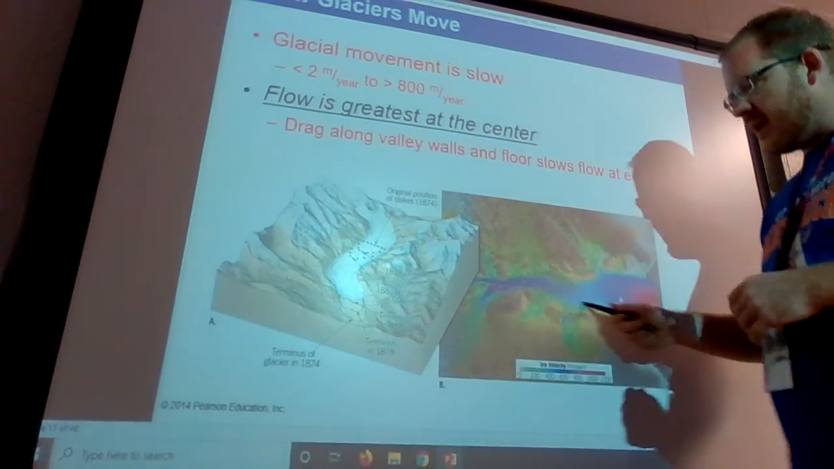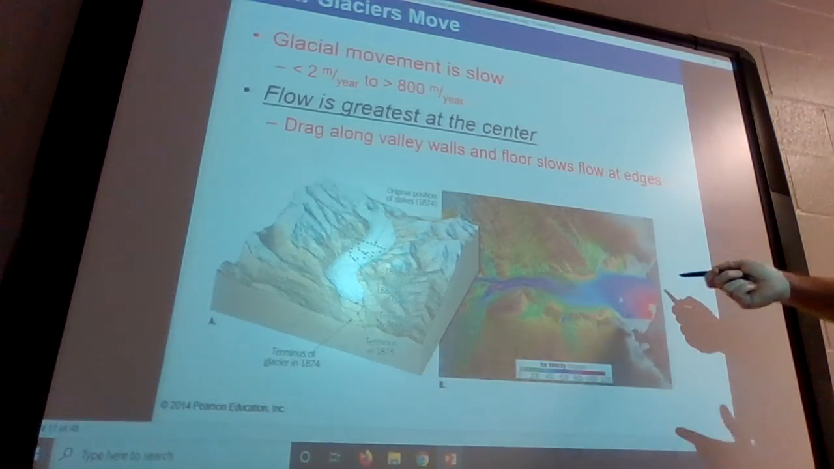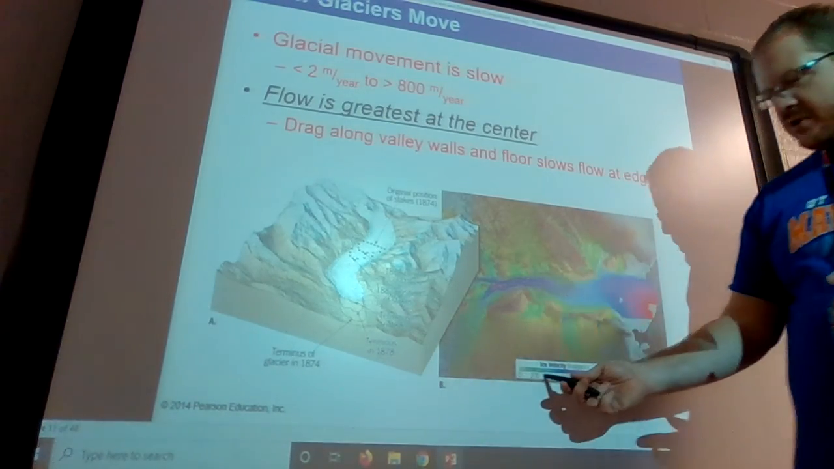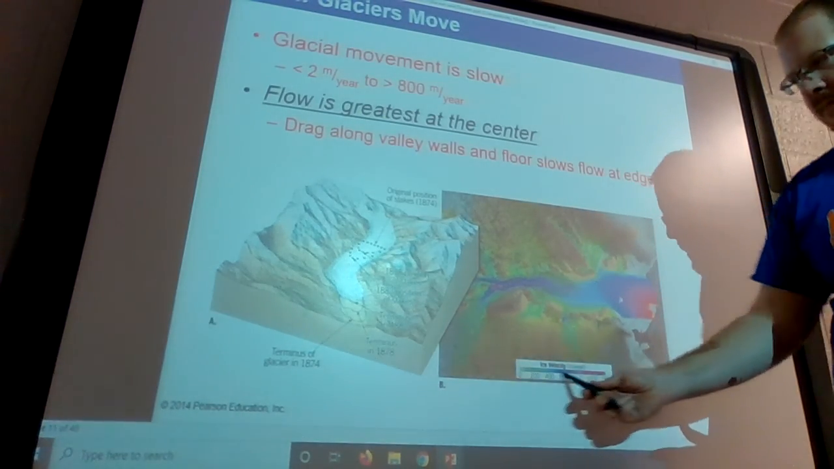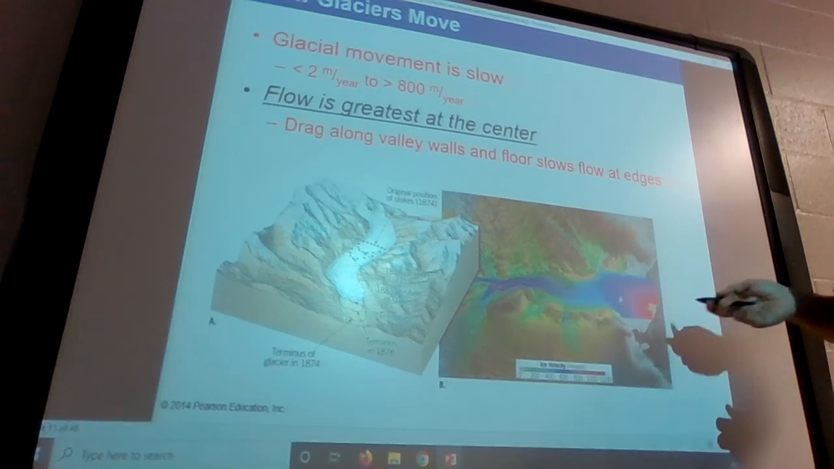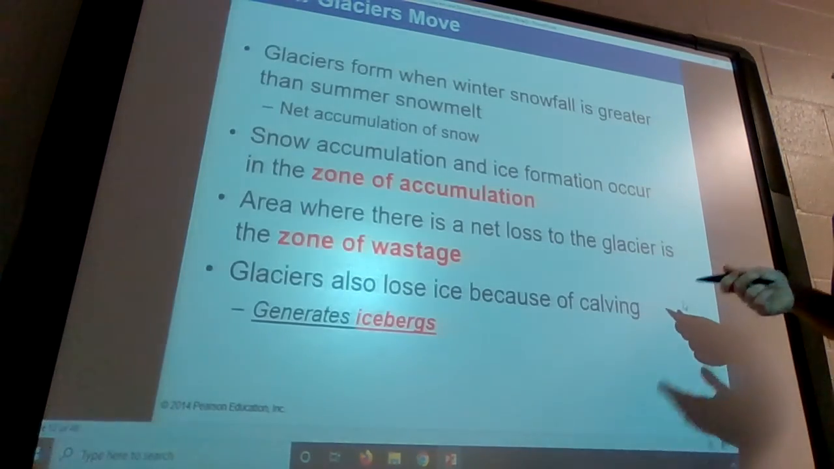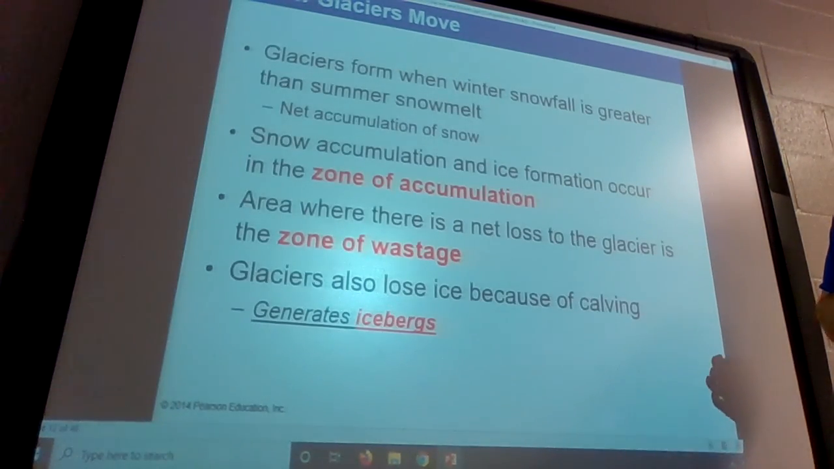Today, we have better technology than just stakes. These are probably satellite photos that show your speed. Here's your speed bar down at the bottom, and also directional flow to show you which direction the ice is moving on the surface. So we're going to talk about glacial budgets now.